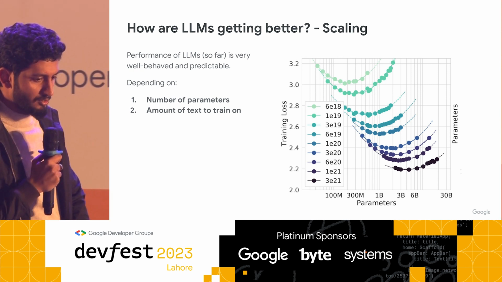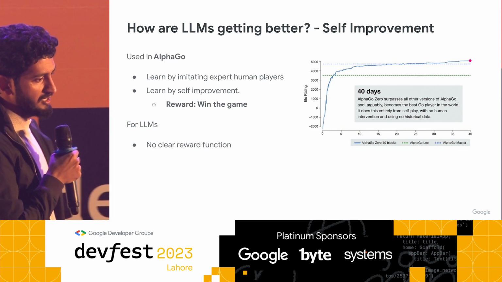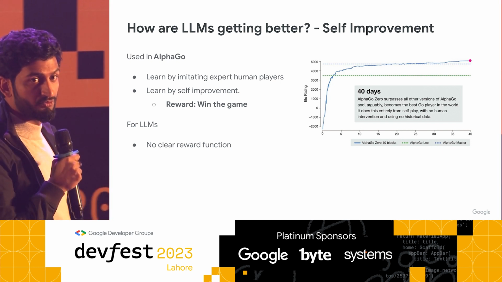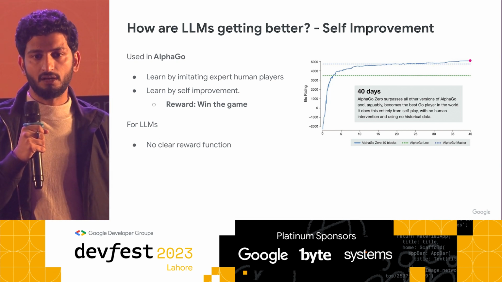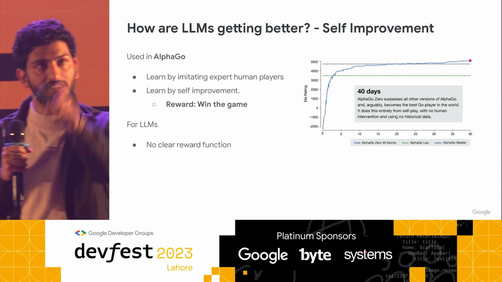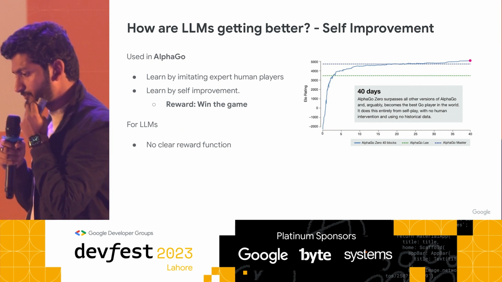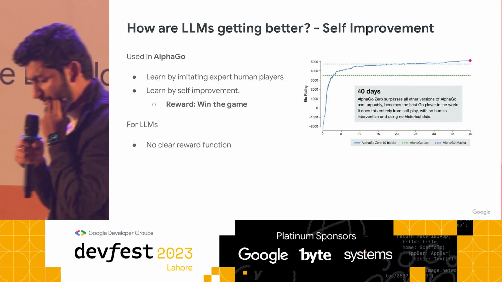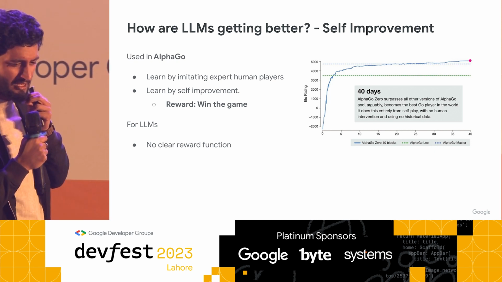Another important way there's research going on to make these LLMs better is self-improvement. So who knows about AlphaGo here? Raise your hands. Okay, more. I see more people there. So AlphaGo was released by Google. I mean DeepMind, sorry, not Google. Now Google DeepMind.